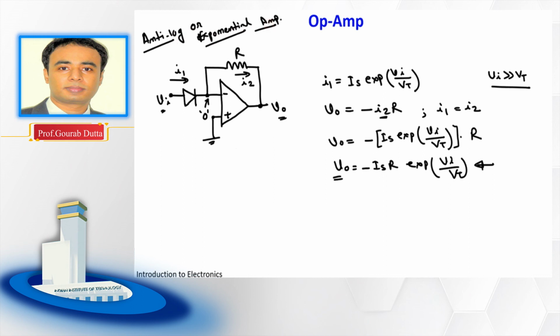Fine. So I hope that if an op-amp circuit is given to you with resistors, capacitors or diodes as peripheral components, then you should be able to find the relation between the output voltage and its input voltage, isn't it? Okay.